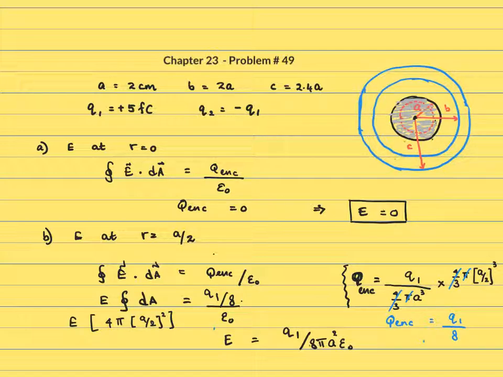You have the value of Q1, and you also have the value of a, and also you know the value of epsilon, so you can substitute the values and get the answer.